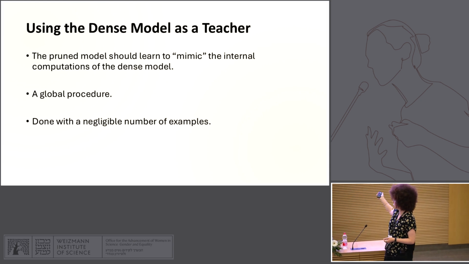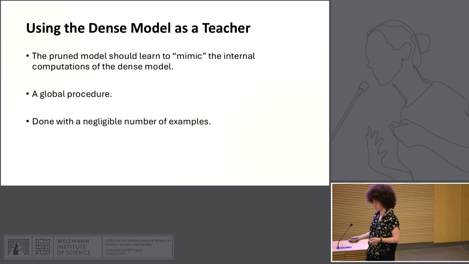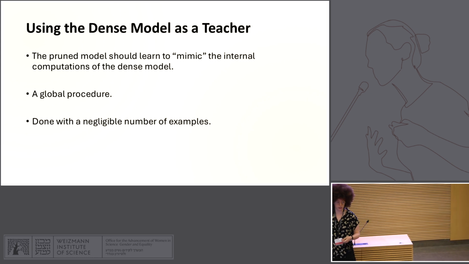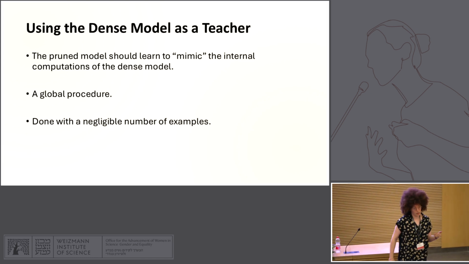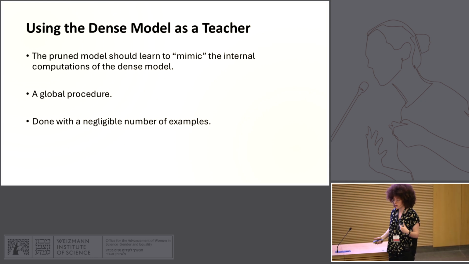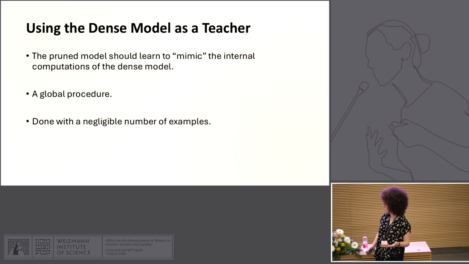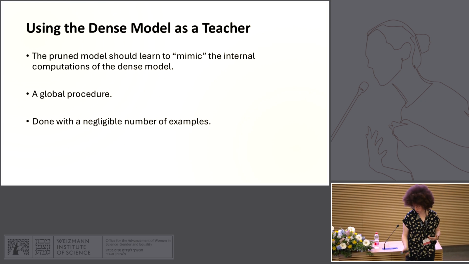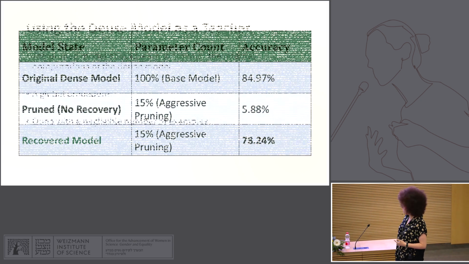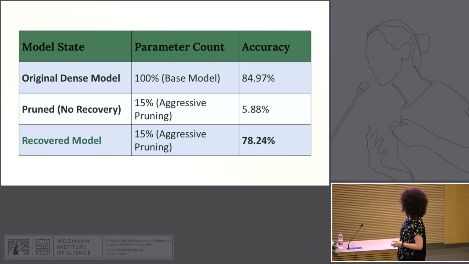And so we get a procedure which is both global, right? Because we look at the equation in its entirety, and also uses a very small number of examples. Like I've told you, retraining uses over 1 million examples. This can take 1,000, maybe a few thousand. And this is also very good in practice, not just theory.